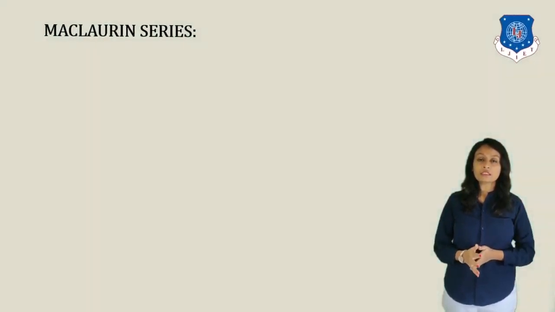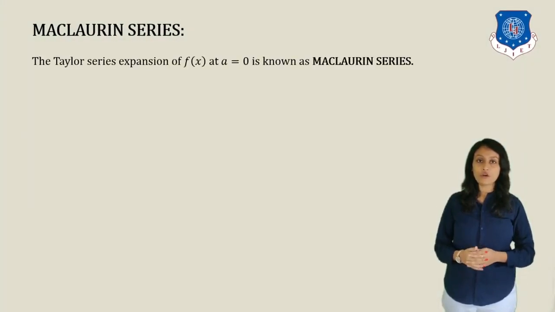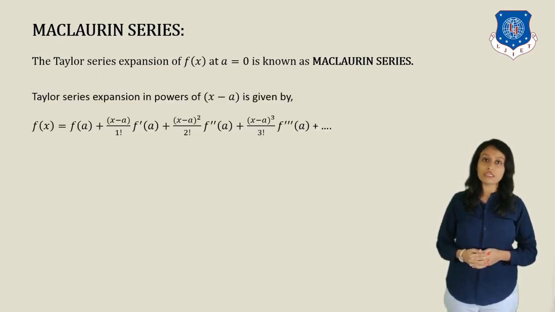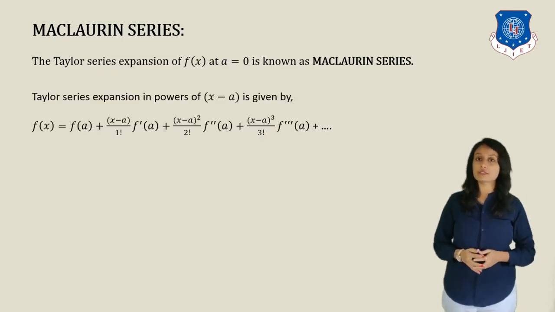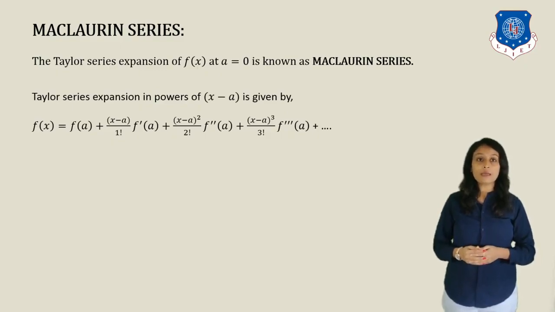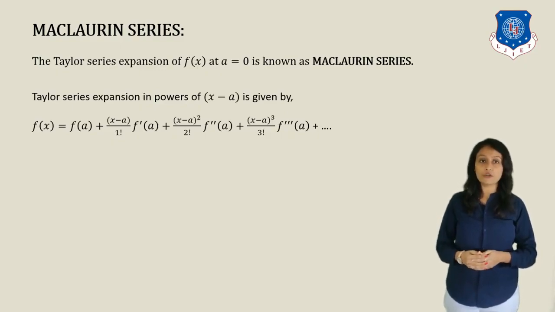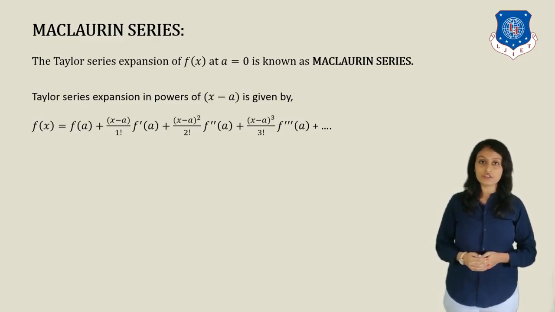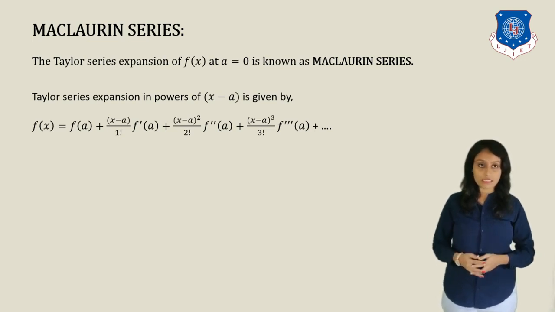The Taylor series expansion of a function f(x) at a equal to 0 is known as Maclaurin series. Now we know Taylor series expansion in powers of x minus a, which is f(x) is equal to f(a) plus (x minus a)/1! f'(a) plus (x minus a)² upon 2! f''(a) and so on. This we have already studied, which is the Taylor series expansion in powers of x minus a.